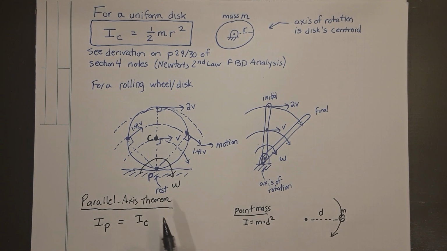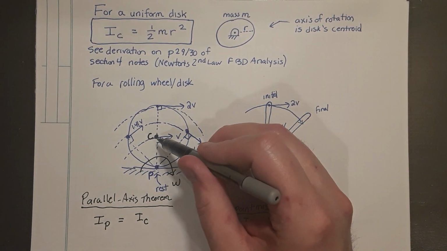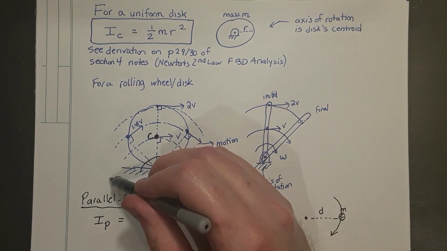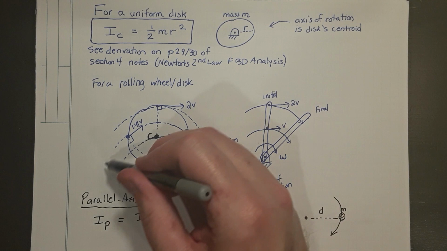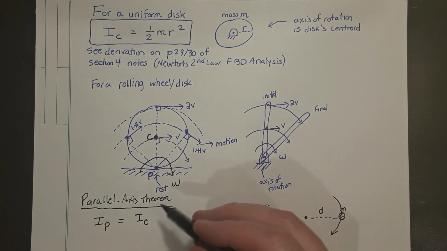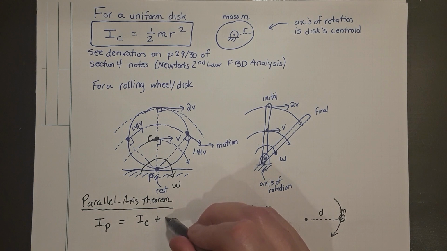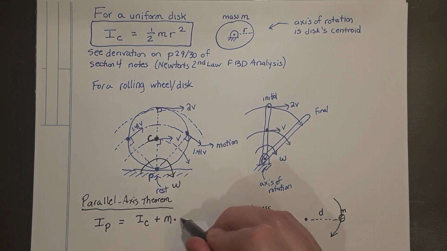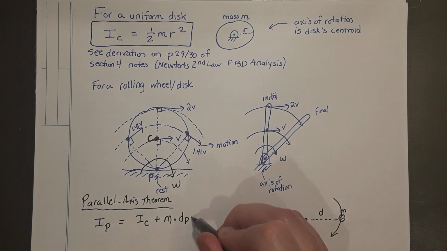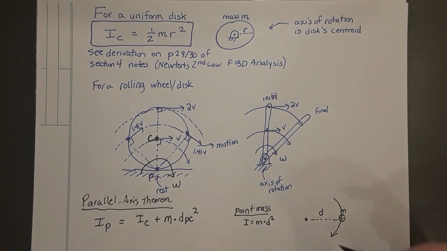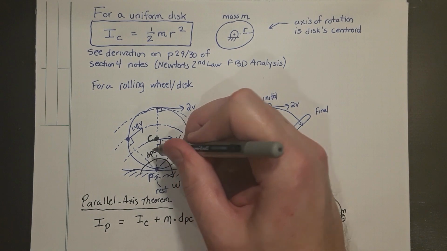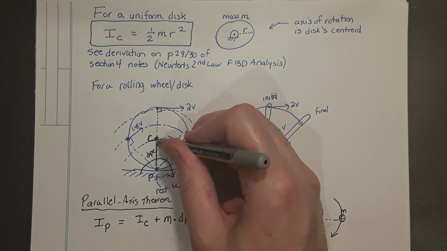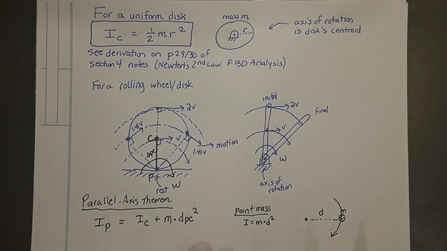So when I try to take a rolling wheel and rotate it about an axis P, I'm in effect taking the entire mass, which is concentrated at its centroid, and trying to rotate that mass now around the axis P. So I'm going to have an additional resistance to the rotation of mass times the distance between the two axes, dPC, which is this distance right here, but squared, because moment of inertia goes as the square of the distance.